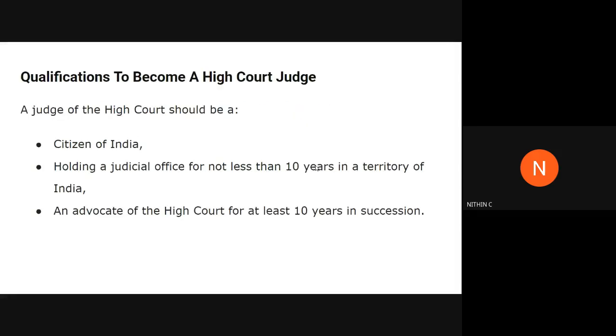Then, qualifications to become a High Court judge. He should be a citizen of India. He should have held a judicial office for not less than 10 years in the territory of India. That is, he should have been part of a judicial office for not less than 10 years. Or he should have been an advocate of the High Court for at least 10 years in succession. So these are the qualifications required to become a High Court judge.